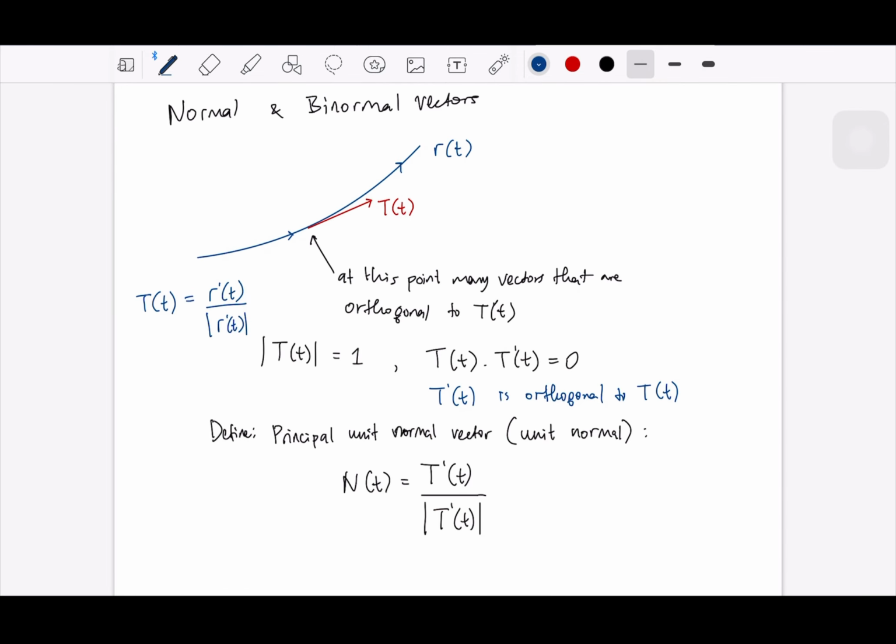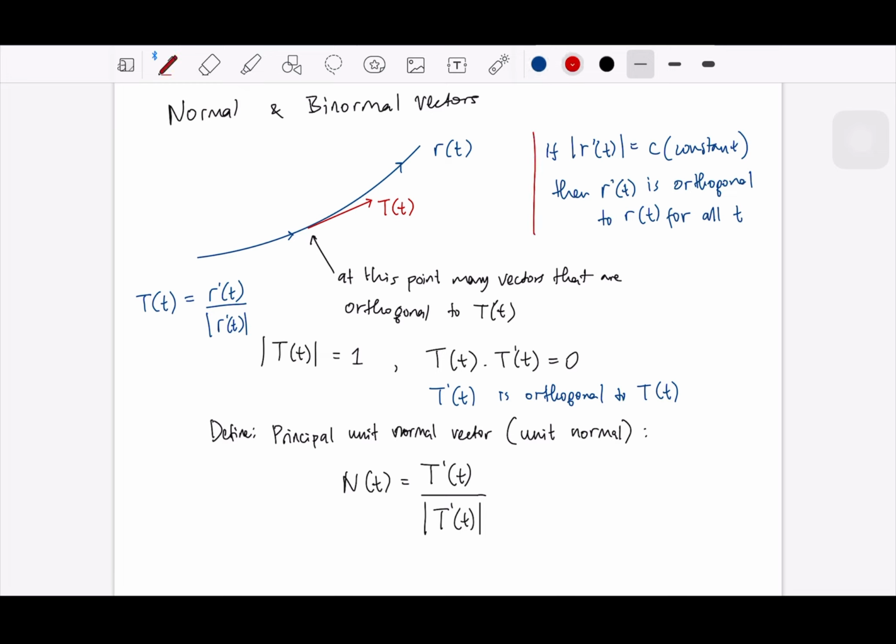Okay, we can also add the note that if the magnitude of r prime is a constant, c, then r prime is orthogonal to r double prime for all t.